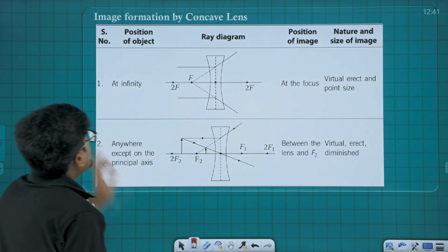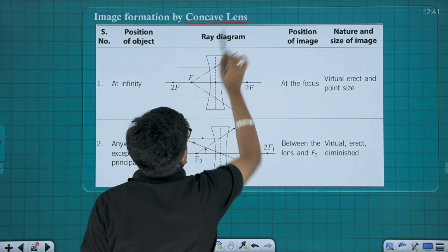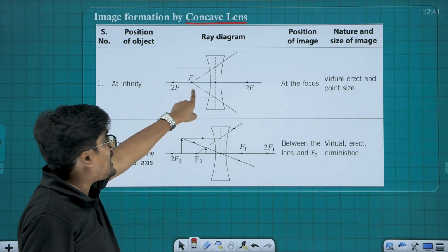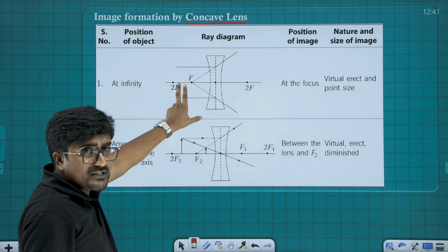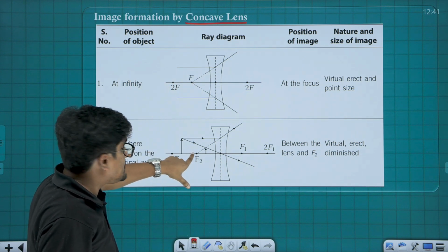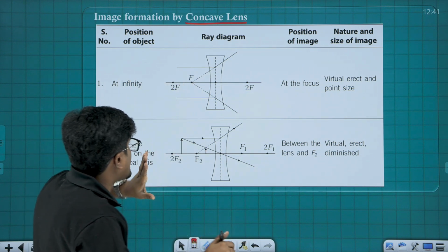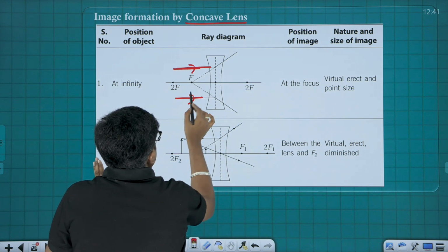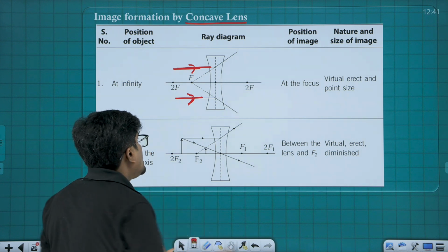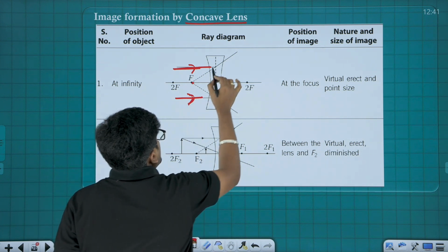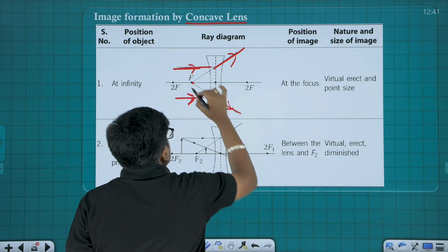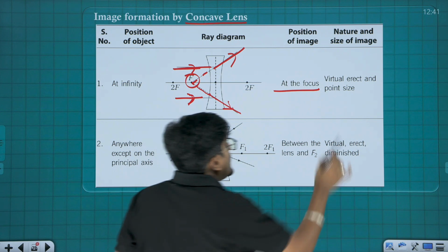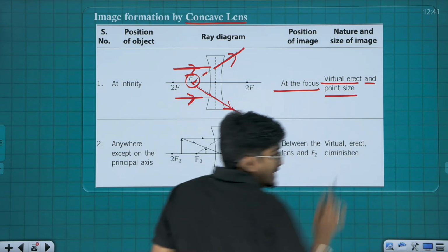Next is image formation due to a concave lens. Once the object is kept at infinity, where will the image be formed? Definitely it will be formed at the focus, because the light is going to diverge and it seems to be coming from that particular point. So once the object is at infinity, the image formed is at the focus, virtual, erect, and point sized.